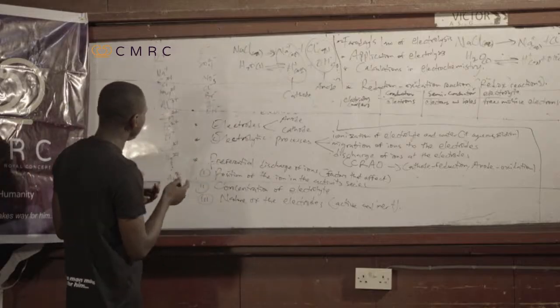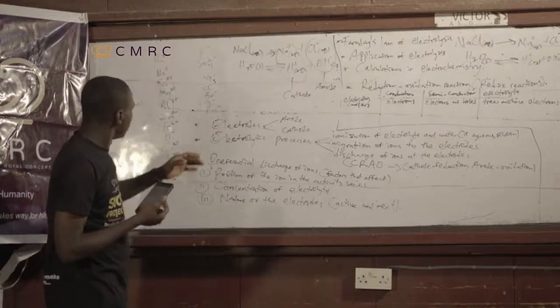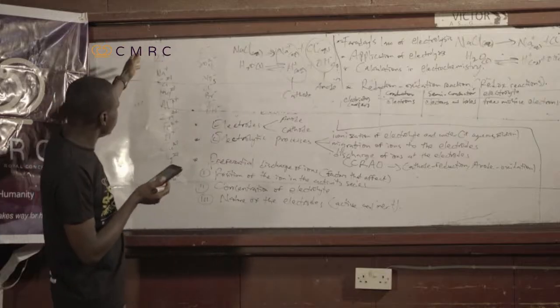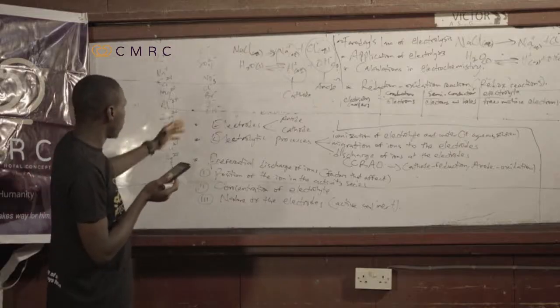Now, if you look at this, this is for the cations, this is for the anions. If you check their reactivities, for the cations, the ions that are above are more reactive than the ones that are down here. Likewise, the same for the anions.